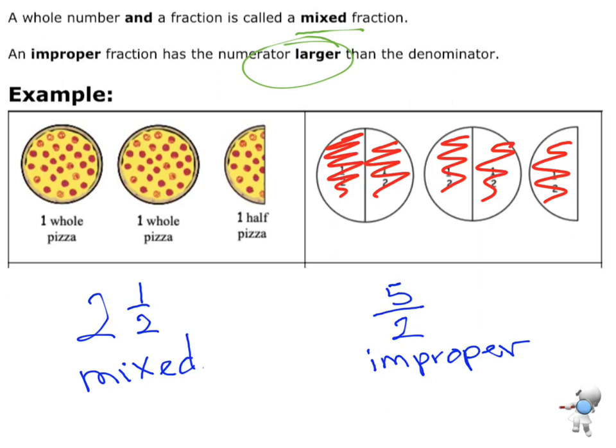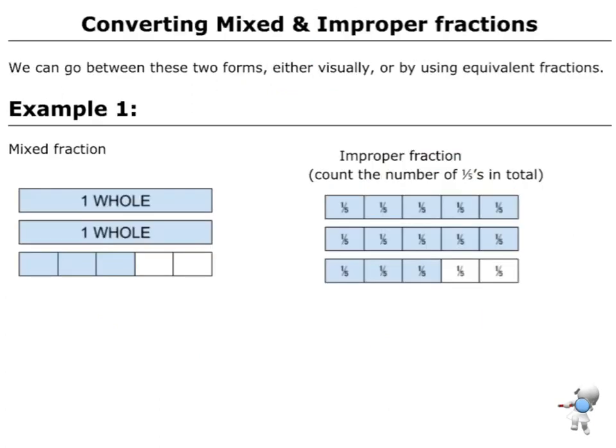So these are the two types that we need to be able to go between. Let's have a look at how we can convert. We can do this visually, or we can do it using equivalent fractions. For example, this first one, I've got one whole there, another whole there, and then I've got 3 parts out of 5. So altogether I've got 2 wholes and 3/5. That would be our mixed fraction.